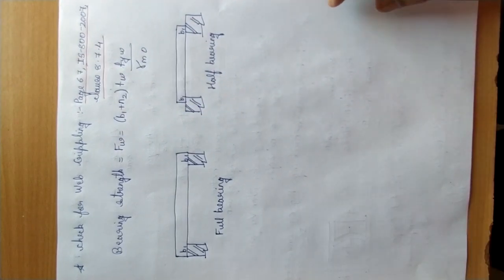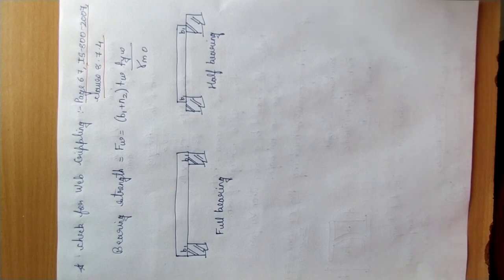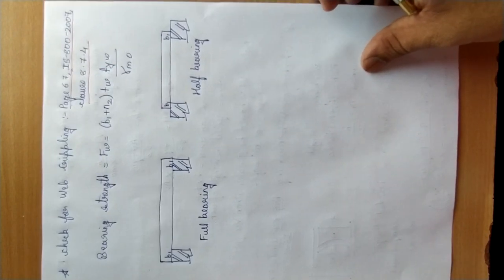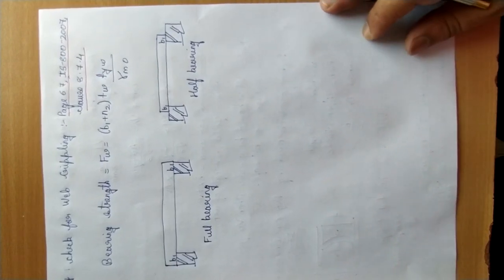So we have discussed today the check for moment of resistance, the check for shear, check for web buckling, and check for web crippling. I request you all to go through the clauses, go through the formulas, and note down whatever I have written. I have made a few changes keeping in view IS 800 2007, to make it easier for you, and I have written the formulas here. I have explained all the components and all the checks.